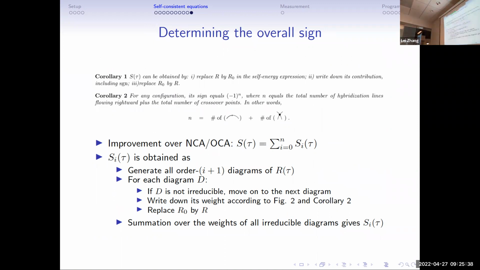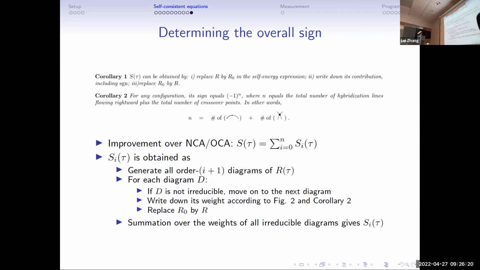Because of these two simple conclusions, we can even do improvements over NCA and OCA. First of all, we need to choose an order n. If n equals 0, we get NCA. If n equals 1, we get OCA. And n equal to 2 gives a subset of the two crossing approximations. We can write a MATLAB or Python script to get the analytic expression for that. But currently, because OCA is already very slow, it doesn't have much usage.